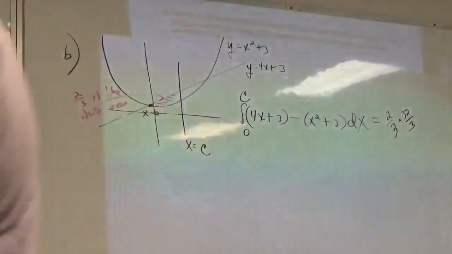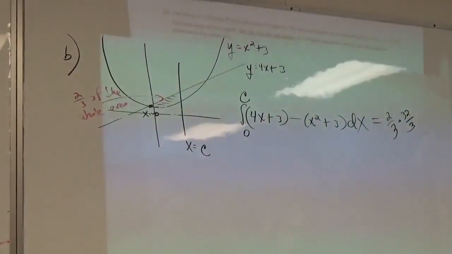Oh, shameful. 6 over 30. Shameful. You just say multiply this up.